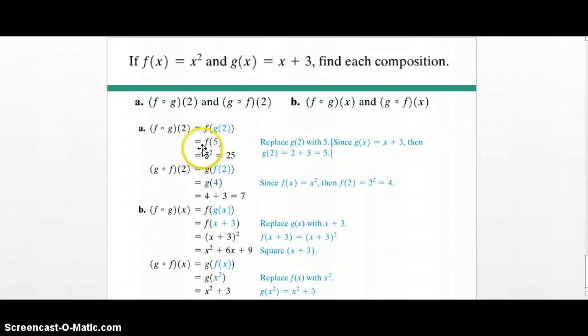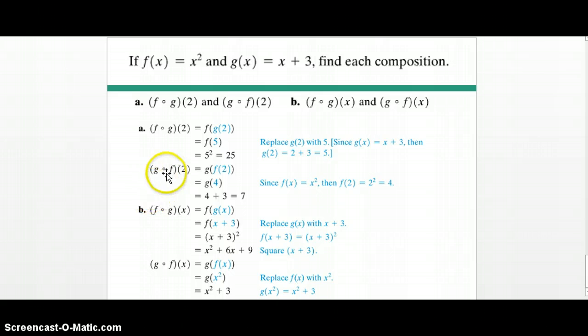Now we have to find the value of f of 5. This 5 you substitute in f. So f of x equal to x square. So f of 5 equal to 5 square, which is equal to 25.